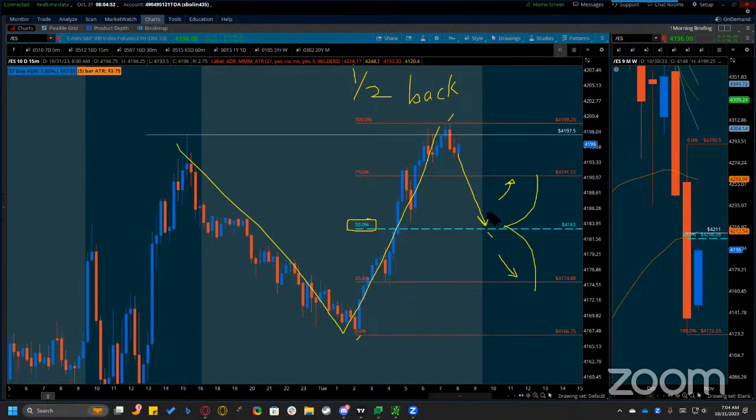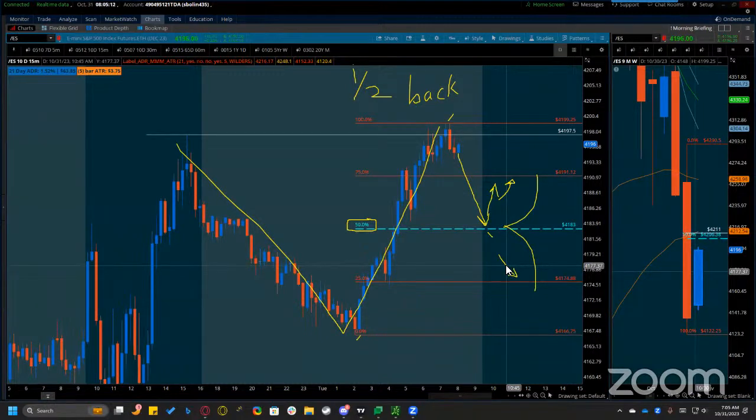But this is a halfback fail. If it gets here and bounces and goes back up, that's what I call a halfback fail. If it gets to the 50% and breaks through, then it's a halfback break. That way, when you go to journal it, you're able to label it in your journal, and then you're able to search for it and keep track of your trade results.